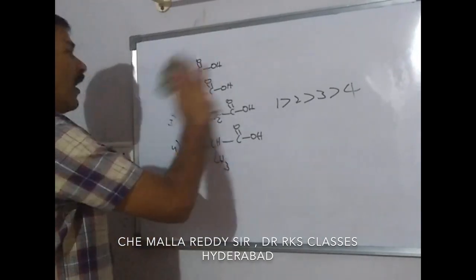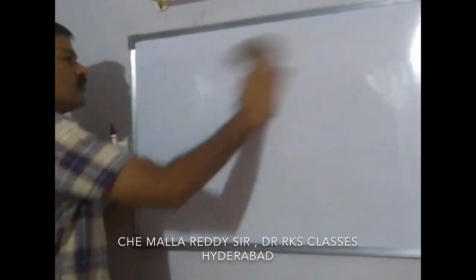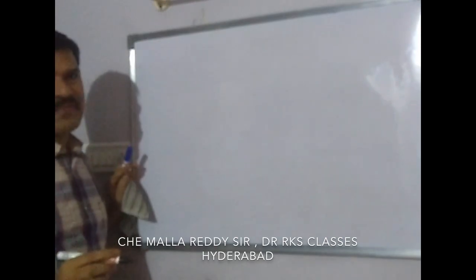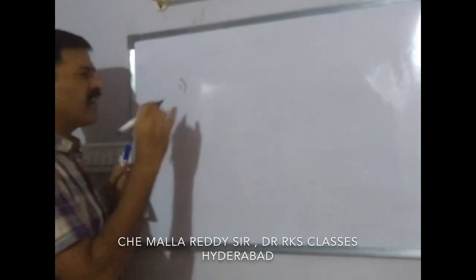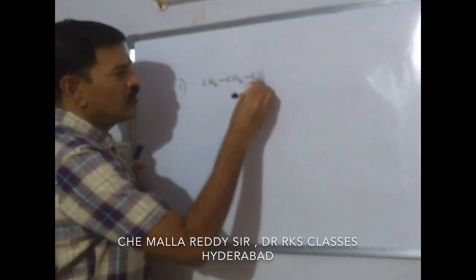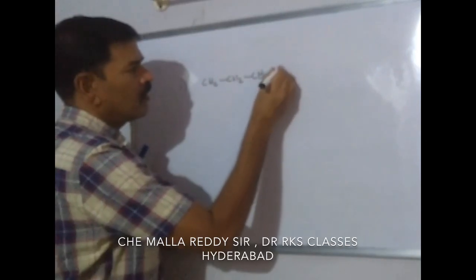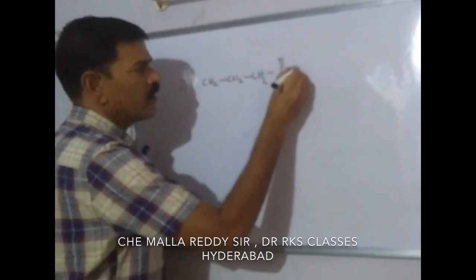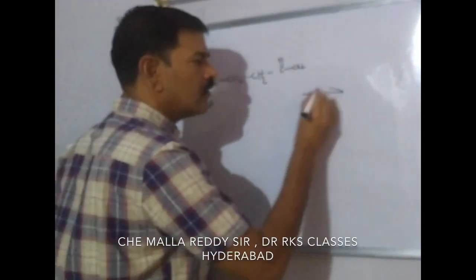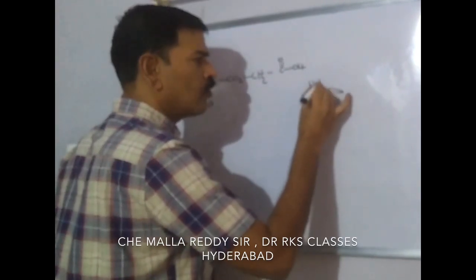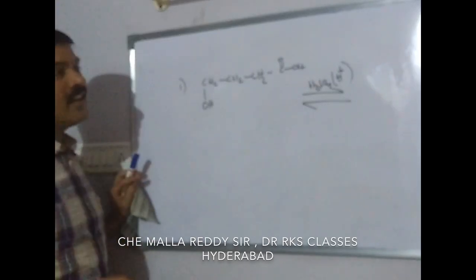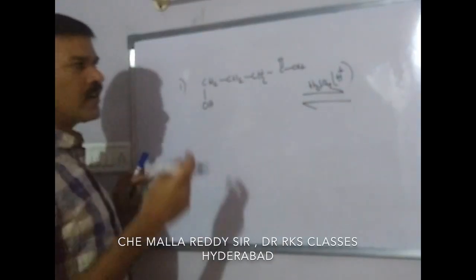Along with this, intermolecular esterification: 1, 2 or 2, 3 examples are important. CH2, CH2, CH2, C double bond O, OH and O. Here in the presence of H2SO4 or H plus. Internal esterification. In this internal esterification, you are getting this one.